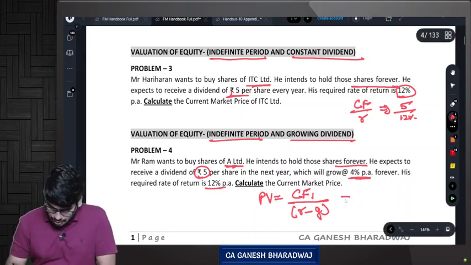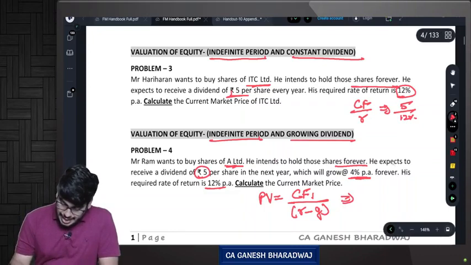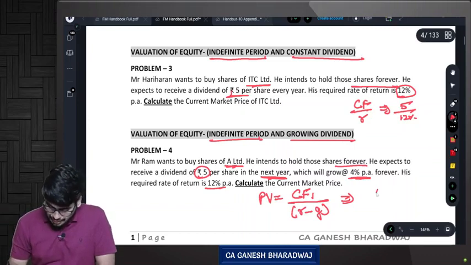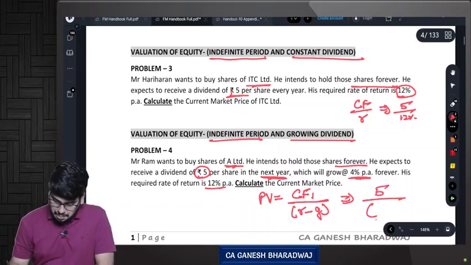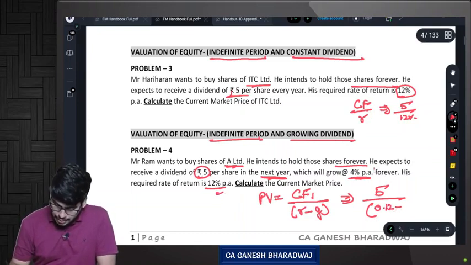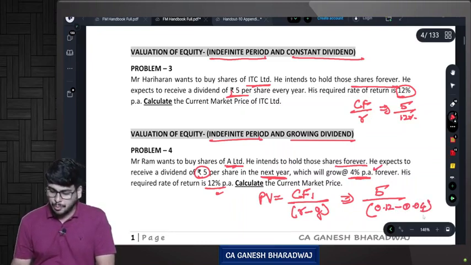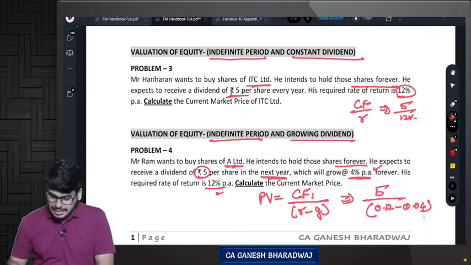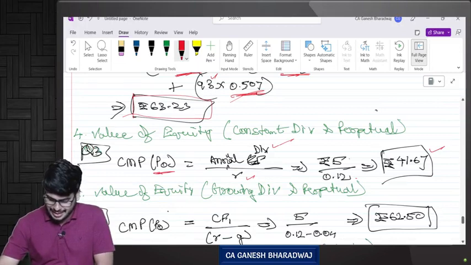Or in other words, they have said here, he expects to receive a dividend of 5 rupees at the end of next year. That is what? Cash flow at the end of year 1 is readily available. So, 5 divided by, what is the rate? The discount rate R is equal to 0.12 minus, what is the growth rate? 0.04. Are you clear with this? So 0.12 minus 0.04 is going to be 0.08. 5 divided by 0.08 gives you how much? 62.5.